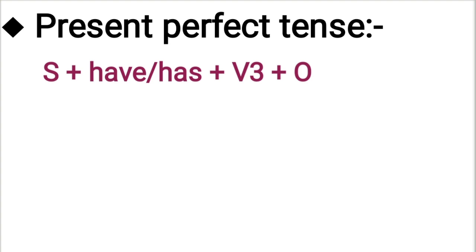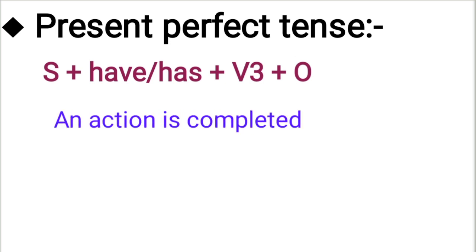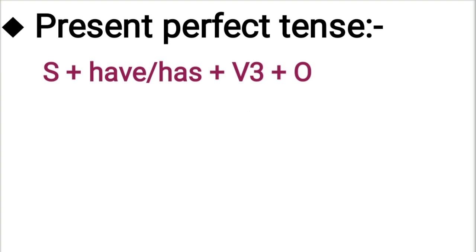Now let's see what is the use of present perfect tense in English language. Present perfect tense is used to show that any action is completed. It means any action is not going on but it is completed. Okay, let's see some examples of this tense form.